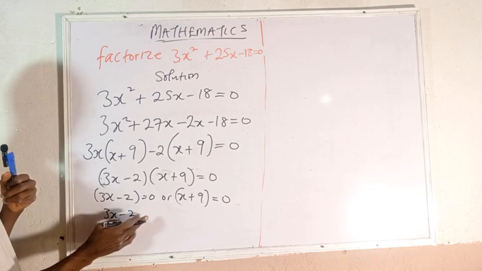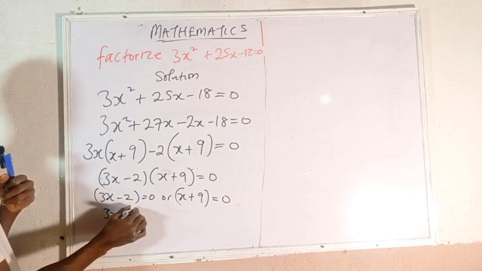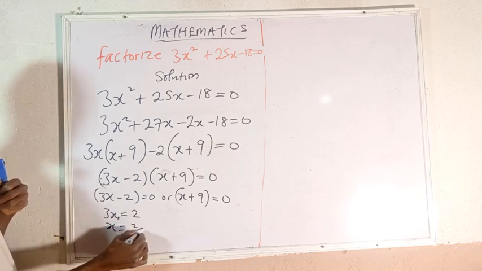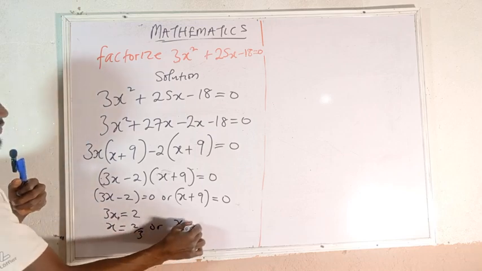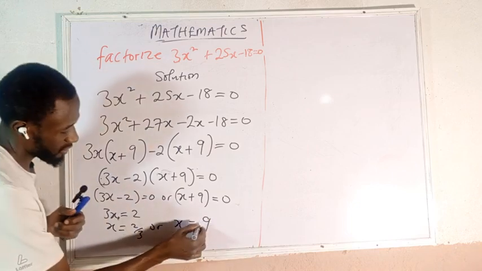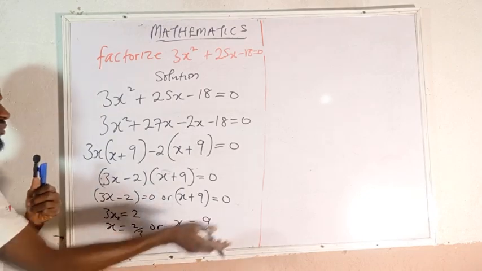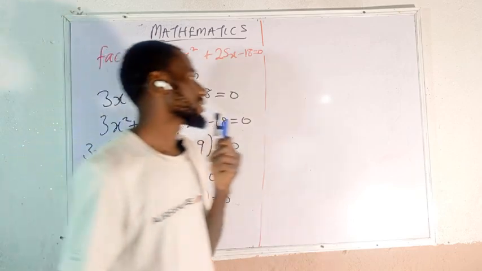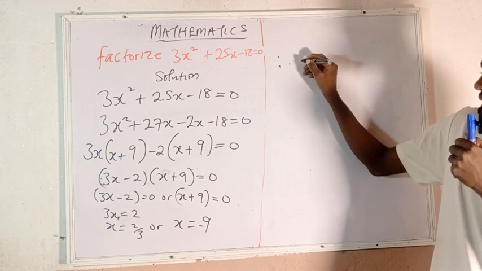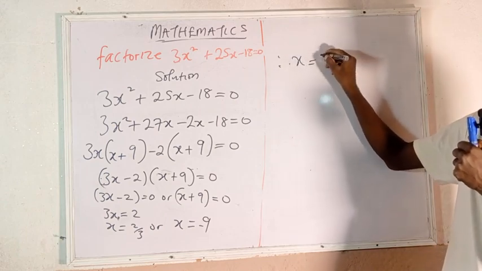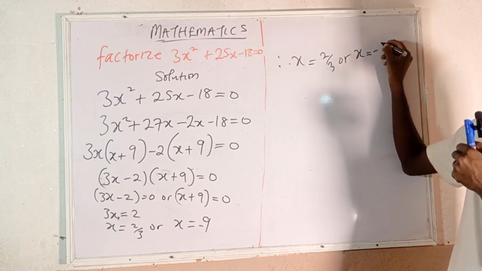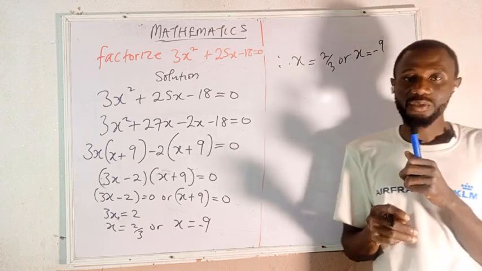Where 3x - 2 = 0 gives 3x = 2. That is, we divide both sides by 3. x will be equal to 2/3, or x is equal to minus 9, taking 9 to the right hand side. Therefore, the two values of x we find in the question are either x = 2/3, or x = -9. That's the two values of x.